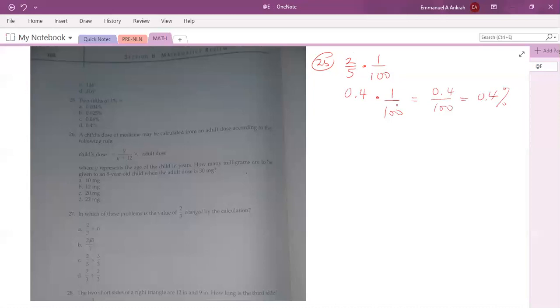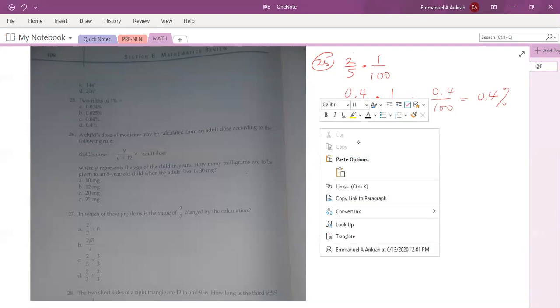If you have any number and change it to a percentage, you multiply by 100, and you get a percentage. So the answer should be 0.4, D. I hope everybody had that. Don't be tempted to choose A or C.